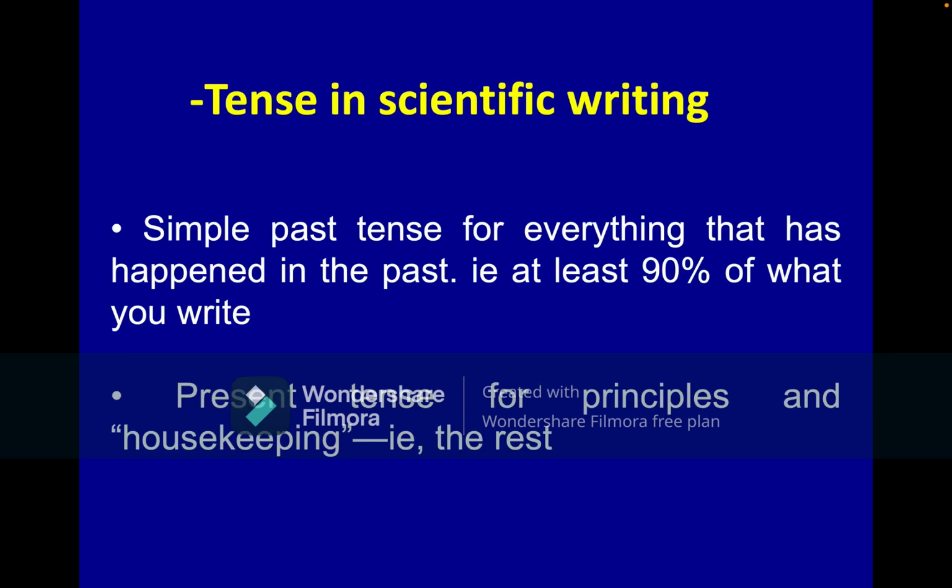At the time of writing the abstract, we have to be very careful about the tenses because this is also an integral part of scientific writing. Simple past tense for everything that has happened in the past, that is at least 90% of what you write. Present tense for principles and housekeeping, that is the rest.